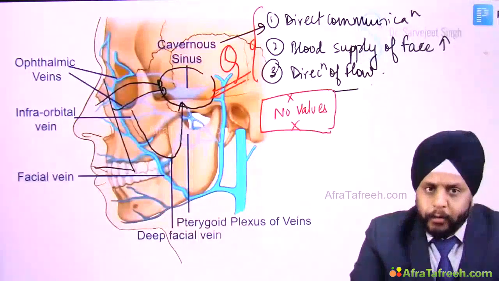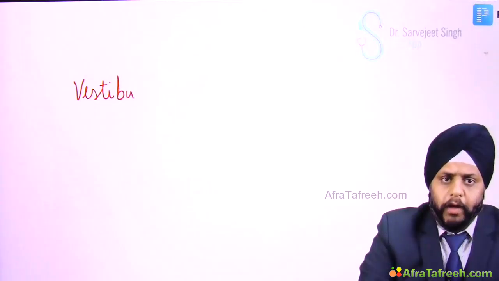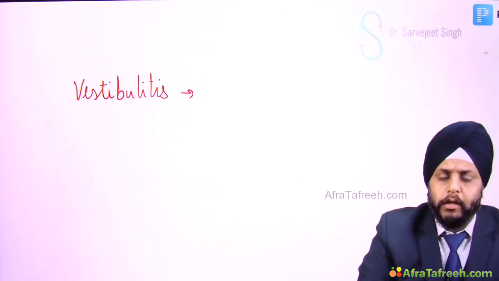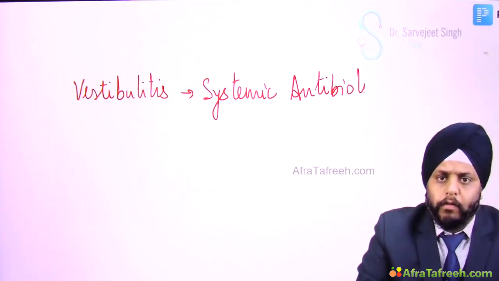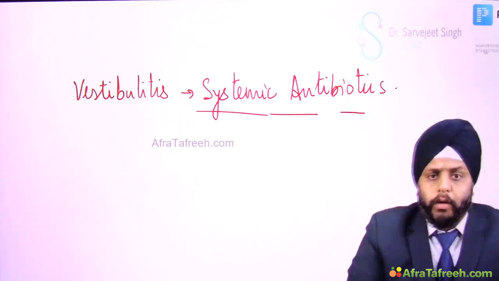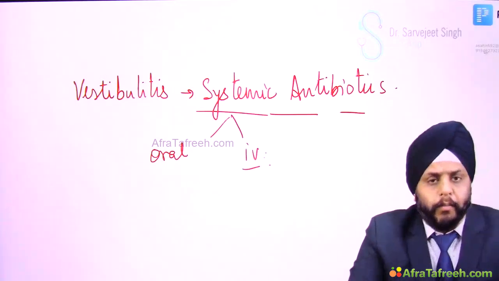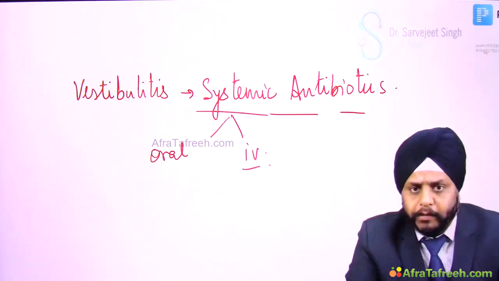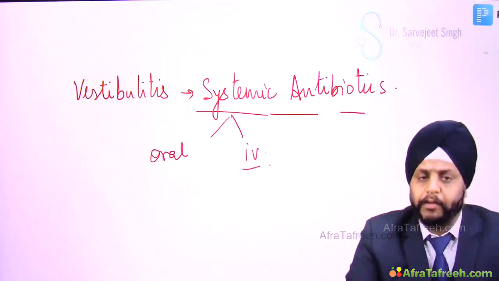Therefore, if we have a patient who's having vestibulitis, we would always prefer to give this patient systemic antibiotics. Okay, remember this statement. You always have to give systemic antibiotics to this patient, otherwise the patient can anytime develop cavernous sinus thrombosis. Systemic antibiotic means oral or IV. If the swelling, if the edema is less, you may give oral antibiotic. But if the edema has already spread to the lip and the face, then you must start IV antibiotics, otherwise you can lose the patient, as the patient will develop cavernous sinus thrombosis.